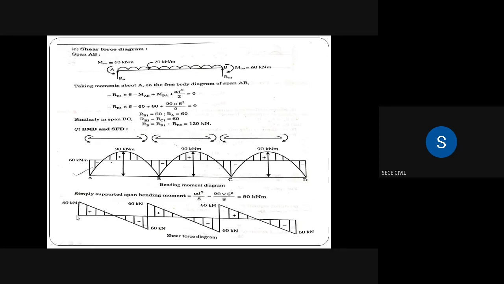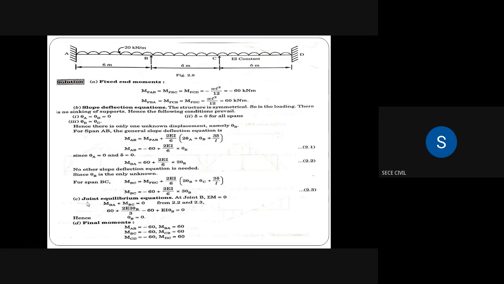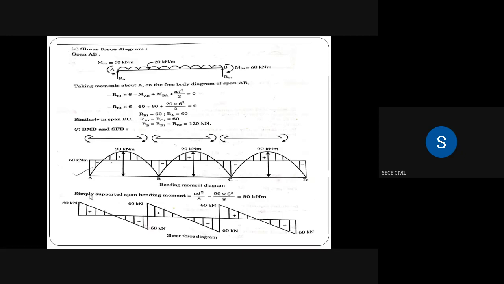Shear force diagram in span AB: RA, RB1. The RA value we calculated as 60 kilonewton, so positive plus 60. Then we have a UDL acting downward, so plus 60 minus 20 into the span length of 6 meters. 20 into 6 is 120, so 60 minus 120 is minus 60. And we have RB1 as plus 60, so minus 60 plus 60 is 0.